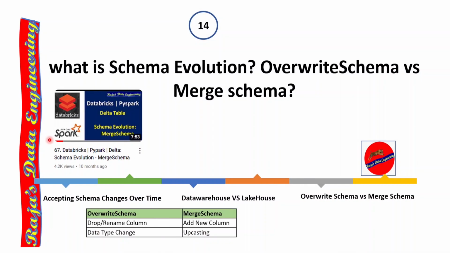Right, moving on to the next question. What is schema evolution? And what is the difference between overwrite schema and merge schema?